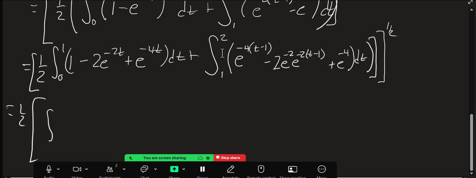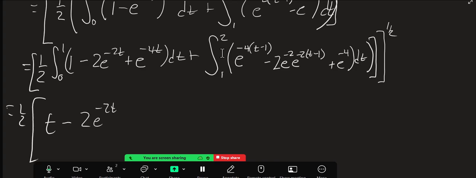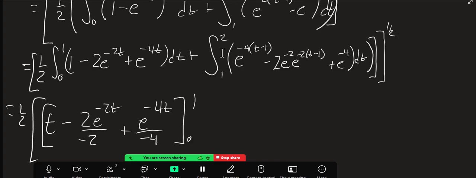times the integral, I'll take the integral now, so I'll get t minus 2e to the negative 2t over negative 2 plus e to the negative 4t over negative 4 from 0 to 1 plus e to the negative 4t minus 1 over negative 4.